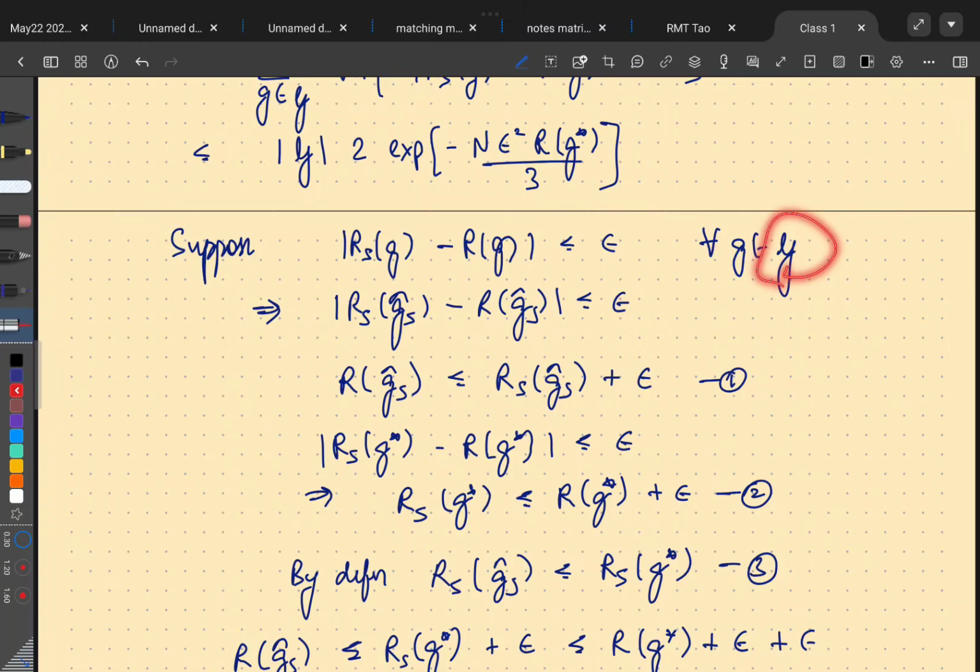But since I've shown that Rs of G is epsilon close to R of G for every G in the hypothesis class, it should obviously be true for GS hat because GS hat also belongs to the hypothesis class. It's a random function chosen from the hypothesis class, but because this property holds true for every function in the hypothesis class, it should also hold true for a random function drawn from the hypothesis class.